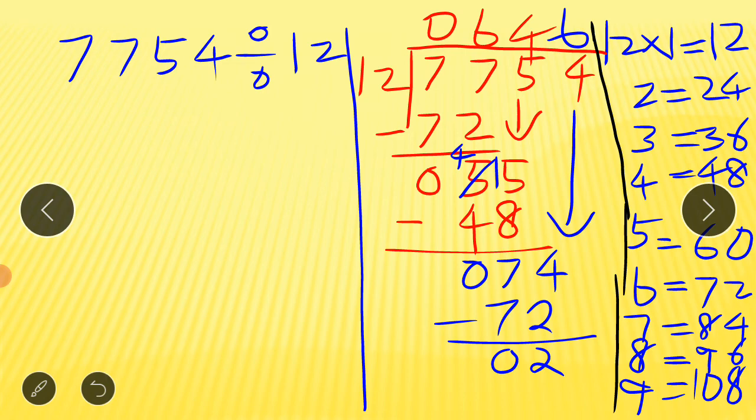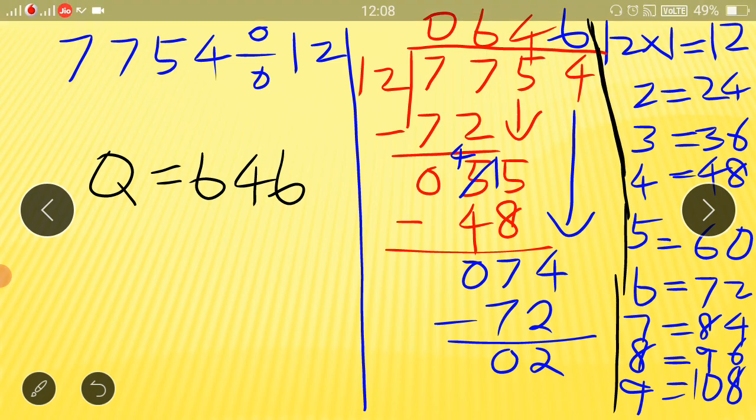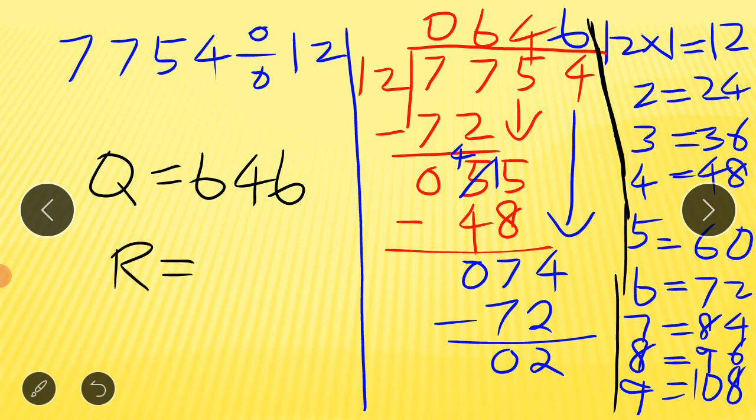So now that's all. See, this is called the remainder, and check whether the remainder is smaller than the divisor. Yes, 2 is smaller than 12. So there is no other digit to bring down, that's all. So we can stop the division. Now we'll pick up the quotient, that is the answer. Quotient is 646. Not this line, children, not 1, it is 646 only, and the remainder is 2. Is it? Remainder is 2.